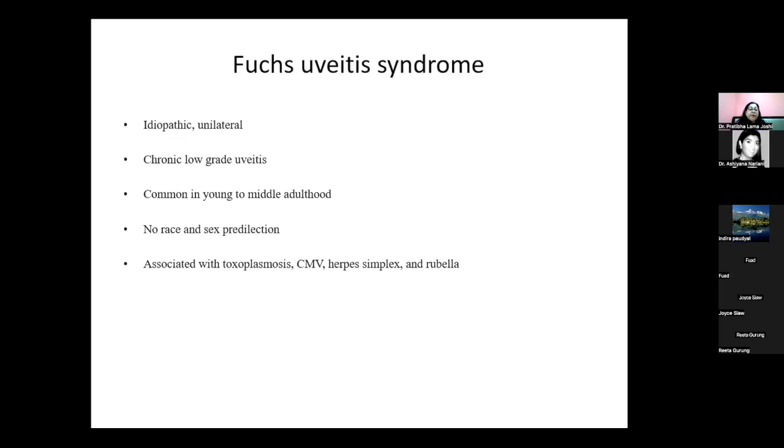Fuchs uveitis syndrome. It is idiopathic and unilateral, and there is a chronic low grade uveitis, and is commonly seen in young to middle-aged people. There is no sex, age, or race predilection. It may also be associated with certain viral infections.